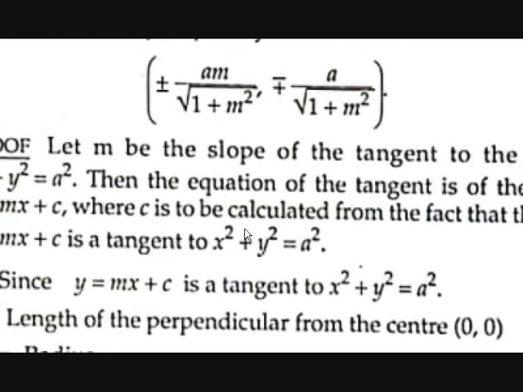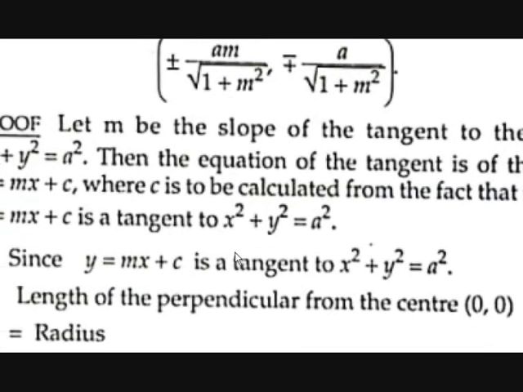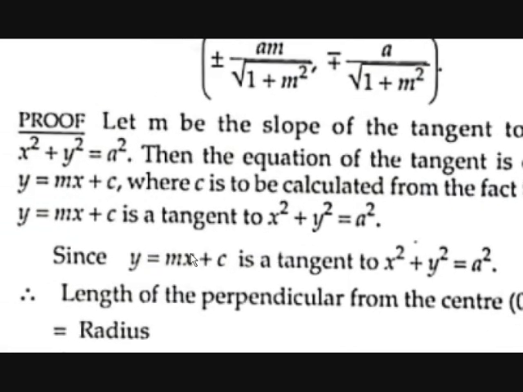Okay, now how to calculate the intercept? It is calculated on the fact that y is equal to mx plus c is a tangent to x square plus y square. It is a tangent to x square plus y square, right? Based on that condition, we can find that. Let's see.